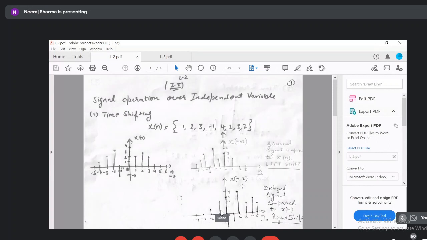And similarly, the signal will be shifted towards the right hand side by 2 units, right? Earlier it was starting from -4, now it will start from -2, right?